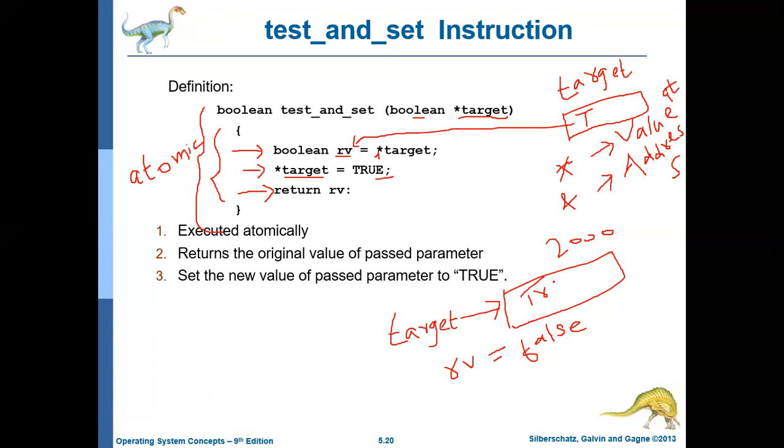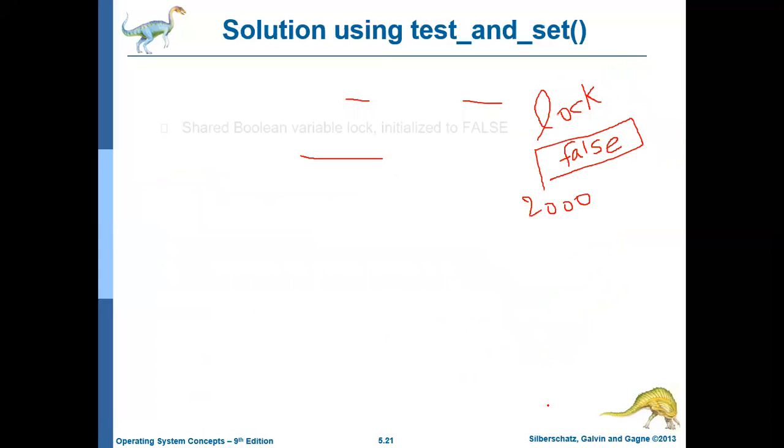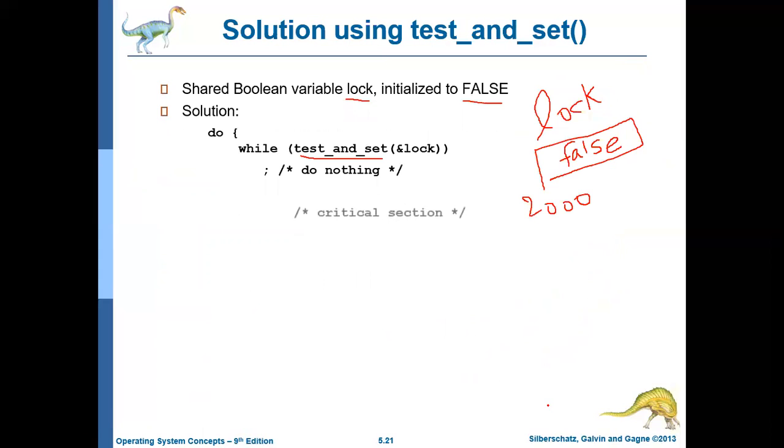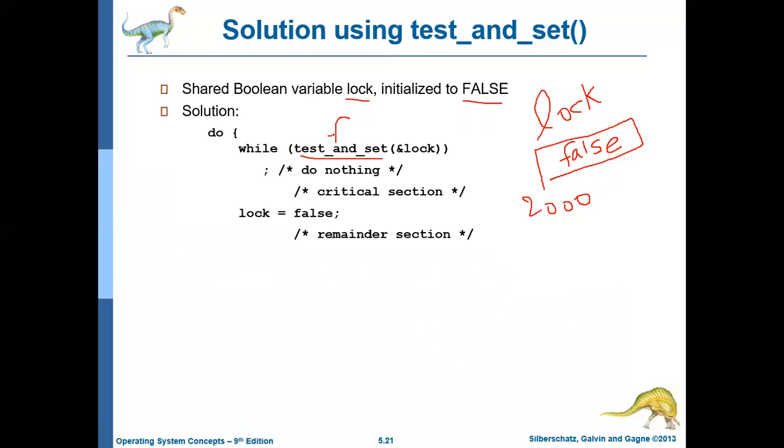Then we are returning rv. rv is false, so it means false is returned. So while test and set returns false, this while loop will break.